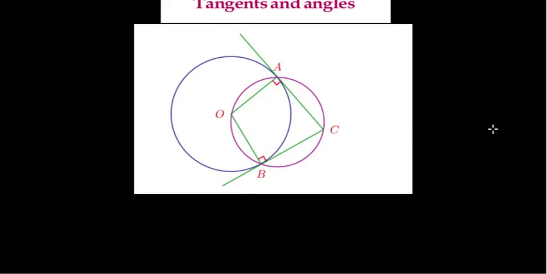Angle AOB is the angle between the radii. Angle ACB is the angle between the tangents. Then their sum is also 180 degrees. So the sum of these two angles equals 180 degrees. Below you write: angle AOB plus angle ACB equals 180 degrees.